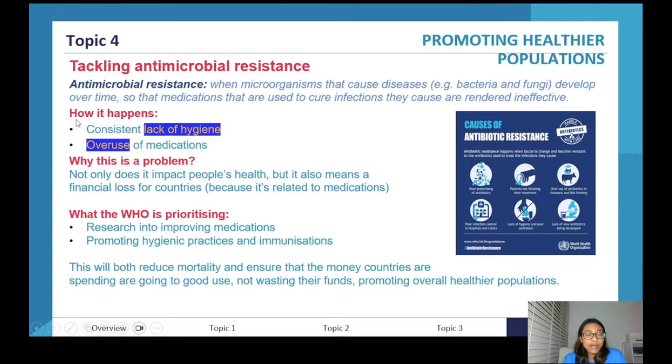But how it happens: consistent lack of hygiene or overuse of medication.